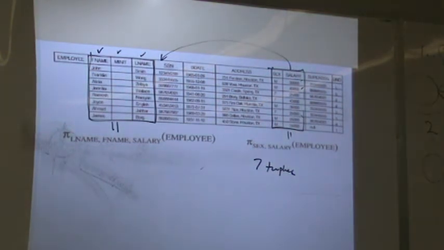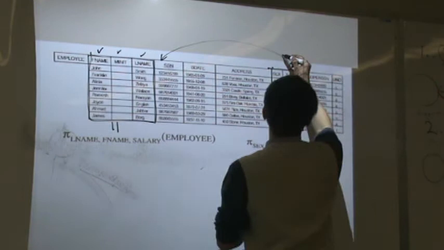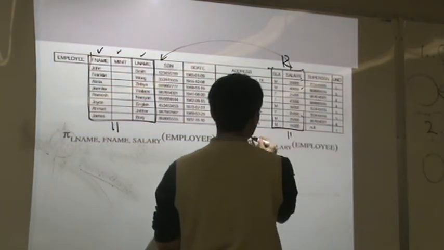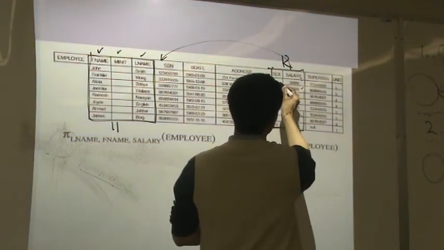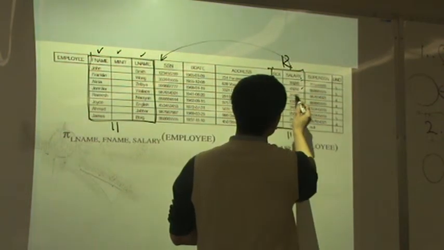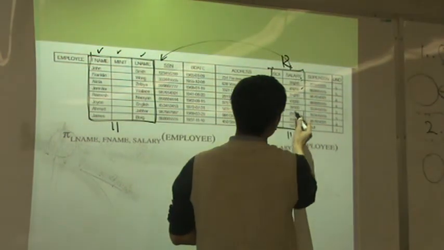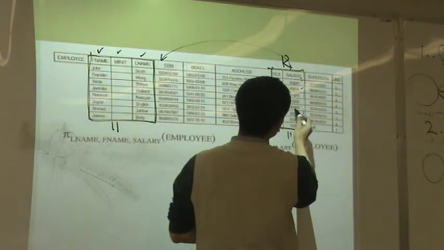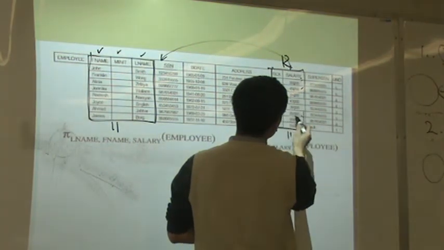So why don't you take a look at this one? This should be a relation because it is the output of this operation. Man 30,000, man 40,000, female 25,000, female 43,000, man 38,000, okay, female 20.